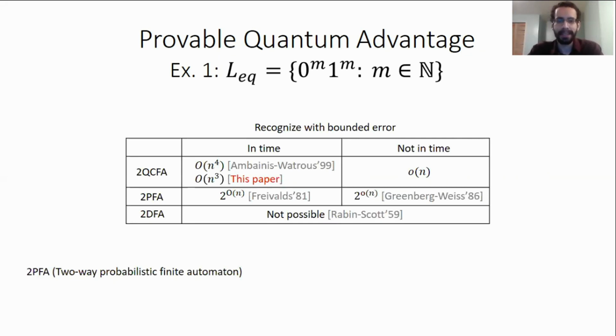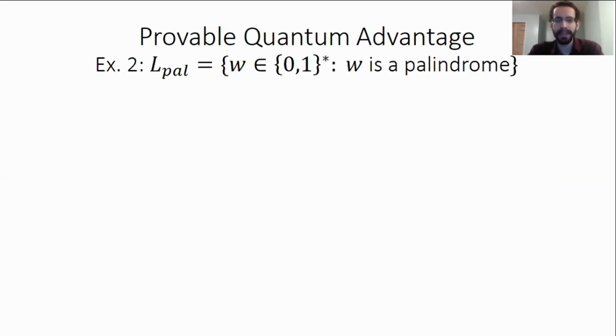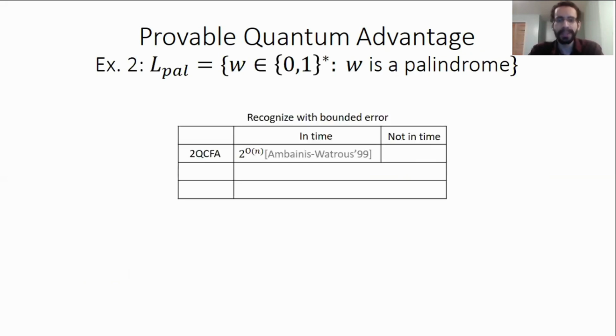The second example of provable quantum advantage considered by Ambainis and Watrous is the palindrome language, where, as they showed, a 2QCFA can recognize palindromes in exponential time, whereas it's known that a 2DFA and even a 2PFA cannot recognize this language in any time bound. And so again, this is an example of provable quantum advantage in the constant space setting. It's a language that a 2QCFA can recognize in exponential time, but a 2PFA and 2DFA cannot recognize at all.